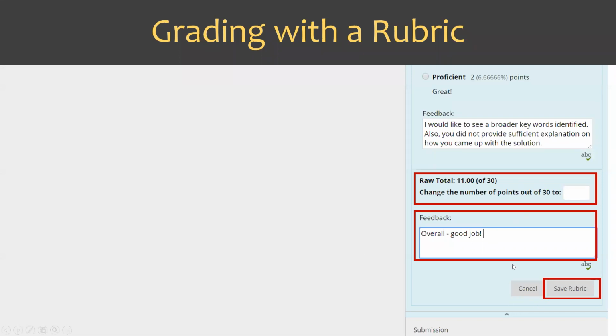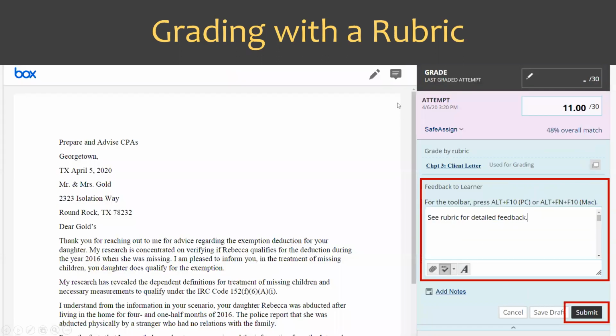So after you do that, you simply click on Save Rubric, and then that brings you back to that page that you're very familiar with, where you have the grade listed here. The grade automatically populates into this box here. And then all I do is put a note in here for the students telling them to see the rubric for more detailed feedback. And so it has cut my grading time on writing assignments down significantly.